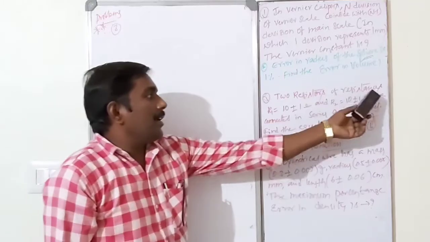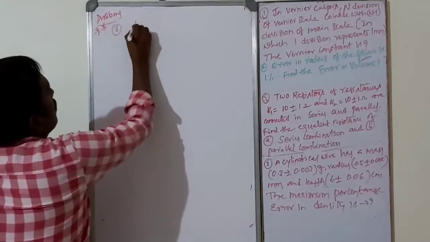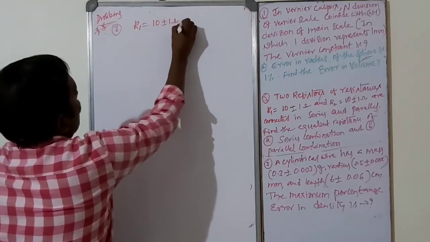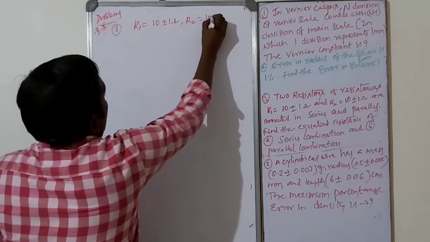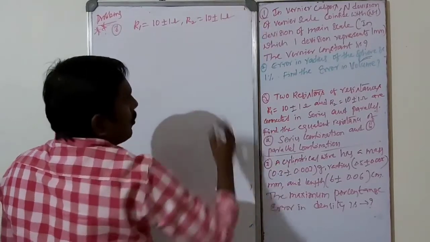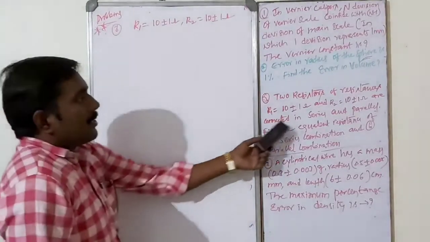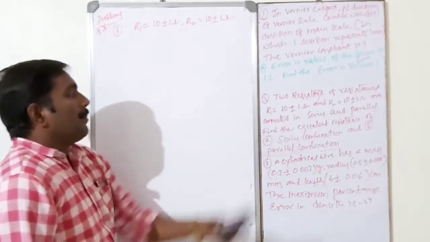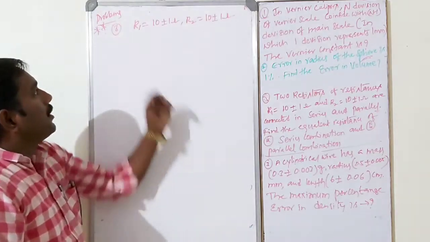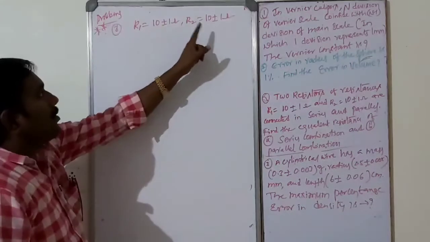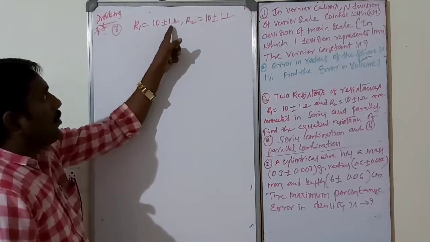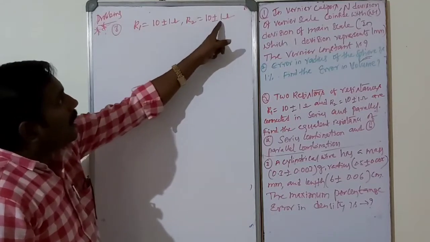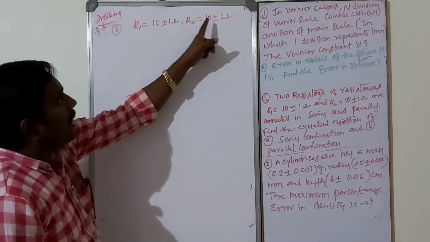Two resistors of resistances R1 is equal to 10 plus or minus 1 ohm, R2 is also the same, plus or minus 1 ohm, are connected in series and parallel. Find the equivalent resistance of series combination and parallel combination. So dear students, R1, R2 values are given. 1 is the error in R1, and similarly 1 is the error in R2.